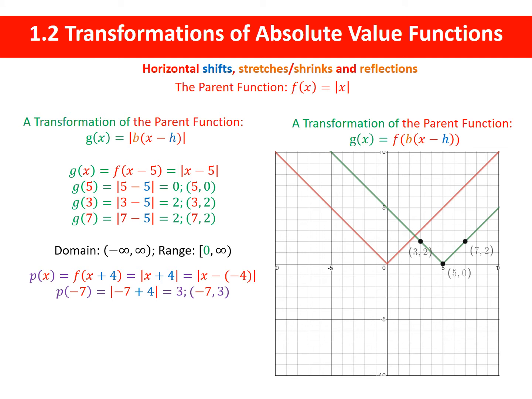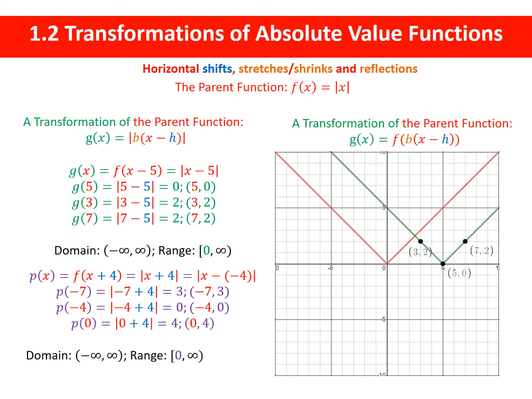A second example, just some dummy name for the function. This is p of x. If we're going to make this transformation something where we say x plus 4, that could be written as the absolute value of x minus -4. The -4 tells us we're going to shift 4 units to the left. And I just have a few examples here of values we can plug in to check. Again, we did not do any reflections here.